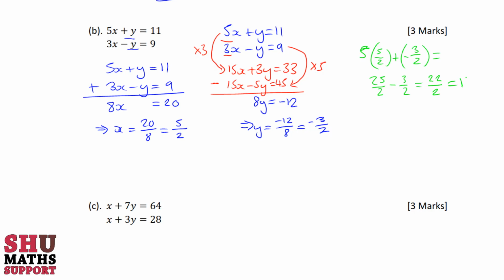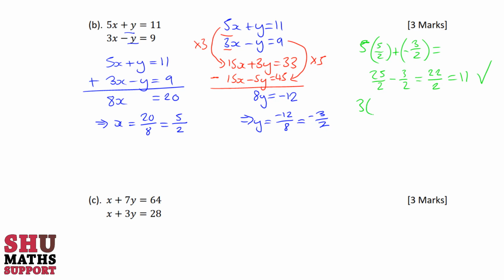And then for the second equation, we have 3 times 5 over 2 minus y, which is minus minus 3 over 2, is equal to, well, 3 times 5 is 15, so that's 15 over 2, and 15 over 2 minus minus 3 over 2 is plus 3 over 2. And since the denominators are the same, we can just simply add the numerators together. So we have 18 over 2, which is equal to 9. So the solution for the second equation is also correct.